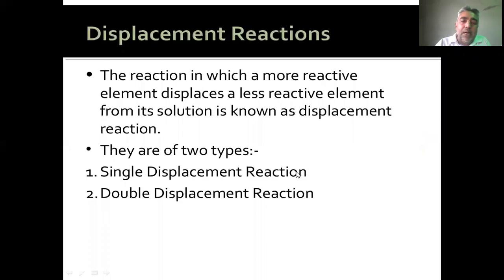And then another is the displacement reaction. As you know, there are some metals which are more reactive and some metals which are less reactive. The more reactive metals are sodium, potassium, etc. The reaction in which a more reactive element displaces a less reactive element from its solution is known as a displacement reaction. There are two types, single displacement and double displacement reaction.